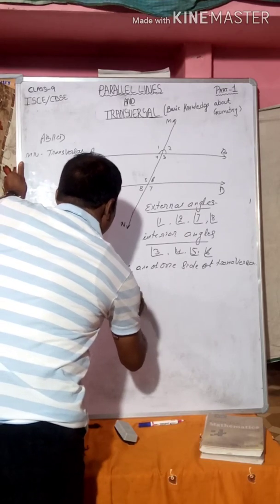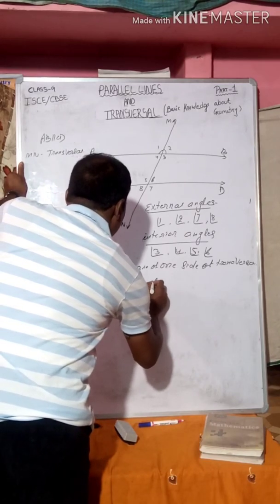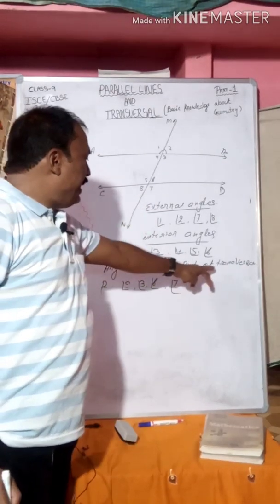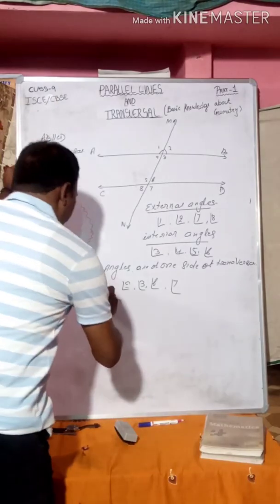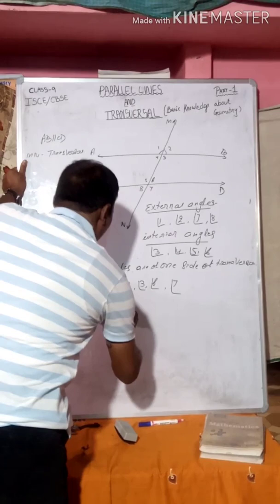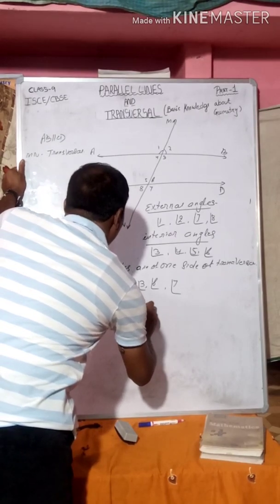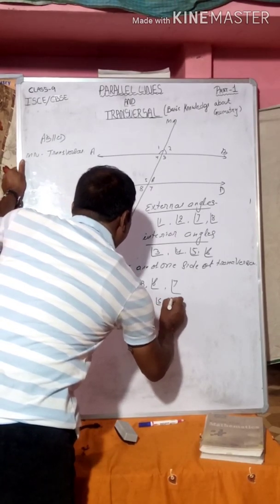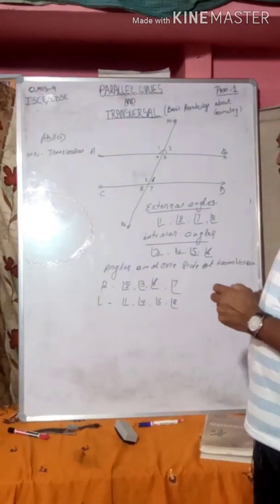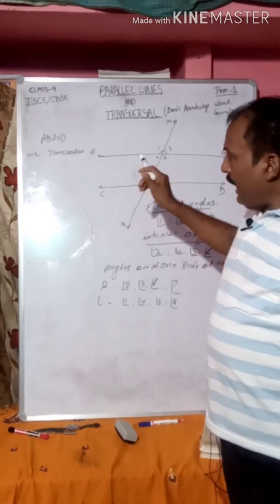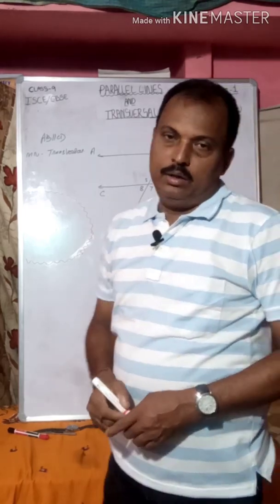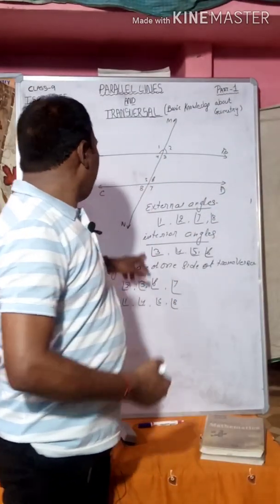Angle 2, angle 3, angle 6 and angle 7 are on one side of the transversal, the right side. Angle 1, angle 4, angle 5 and angle 8 are the left side angles. These are the left side of the transversal: 1, 4, 5 and 8. The right side of the transversal: 2, 3, 6 and 7. These are the right side of the transversal.